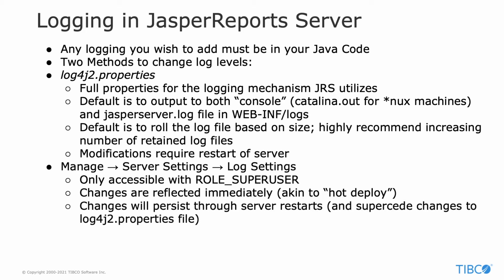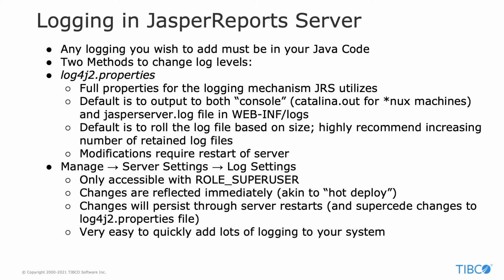Any changes you make in the UI actually persist through any server restarts as well. So it will supersede anything you've set in the log4j2.properties file. So if you have a level set to error in the log4j2.properties, but you change it to debug in the UI, that will persist and take precedence over the properties file setting. So it's very easy to quickly add lots of logging to your system, which of course is really good, but it's also potentially really bad.